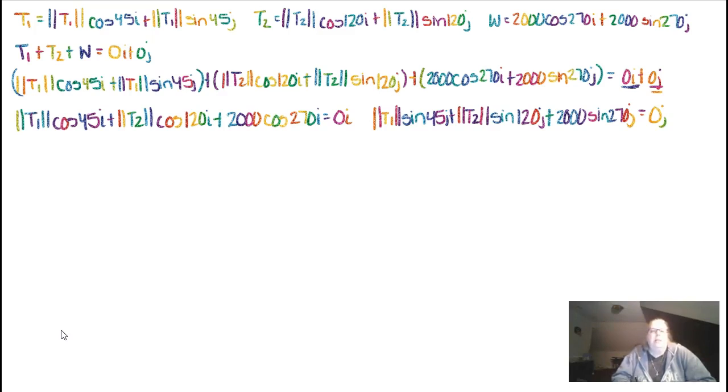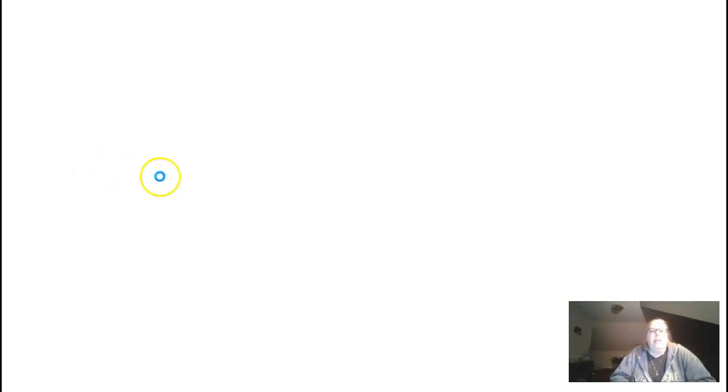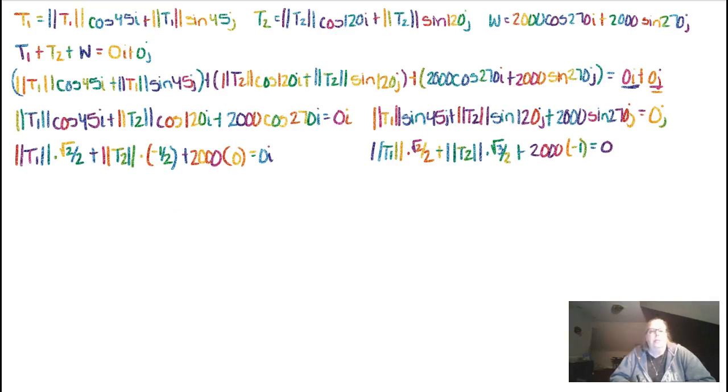Now I'm going to use the unit circle to simplify some things, because I know 45 degrees is on the unit circle, and I know what the cosine is. And 120 degrees is on the unit circle, and I know what the cosine is. And 270 is on the unit circle, and I know what the cosine is. And likewise over here with the sines.